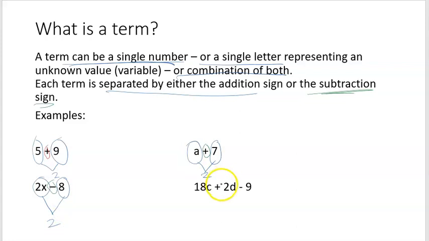And in the last example, you have the addition sign and you have the subtraction sign. Each term is separated by addition or subtraction. So what do we have here separating it? We've got 18c, we've got 2d, and we've got 9. 18c is a term, it's a combination of number and letter. 2d is a term, it's a combination of number and letter. And 9 is a term. So in 18c add 2d subtract 9, there are three terms.